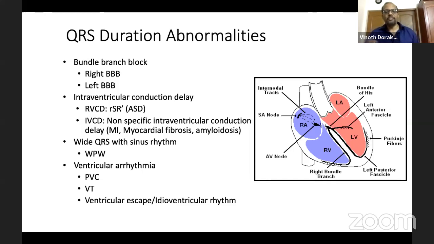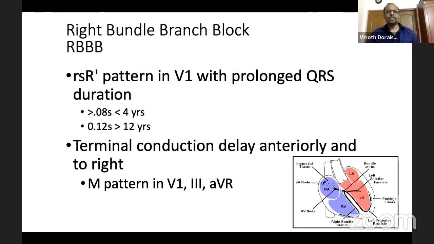And ventricular arrhythmia. So if the focus of depolarization does not arise from the sinoatrial node, but arises from some portion of the ventricle, obviously the depolarization of the ventricle cannot happen with the specialized conduction system. So you'll have a wide QRS complex. So we'll go through these one by one.